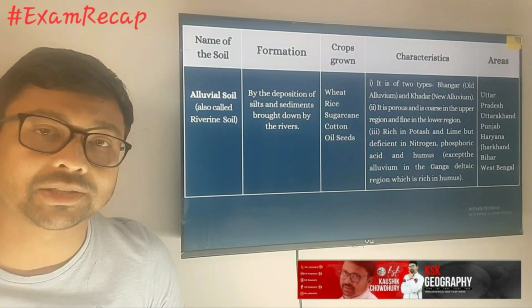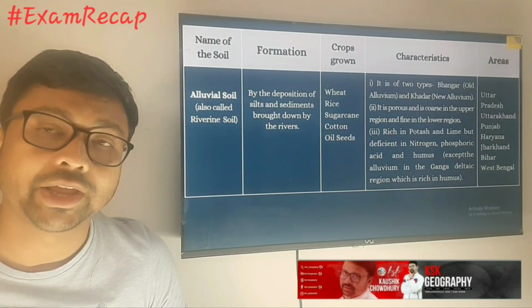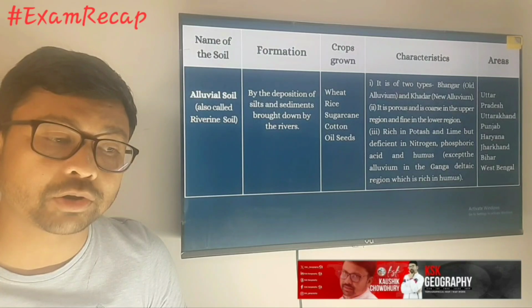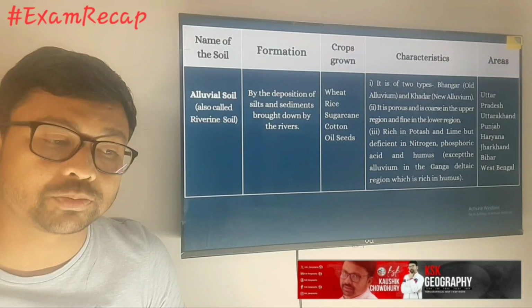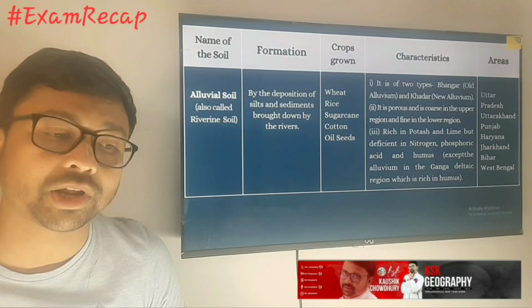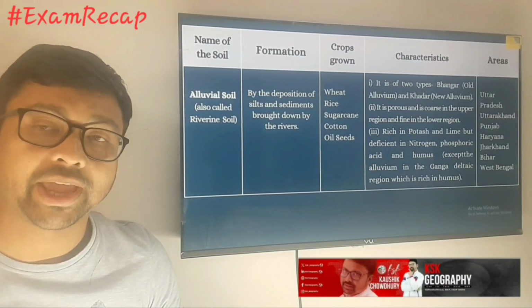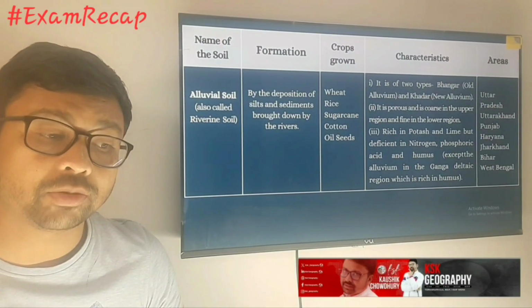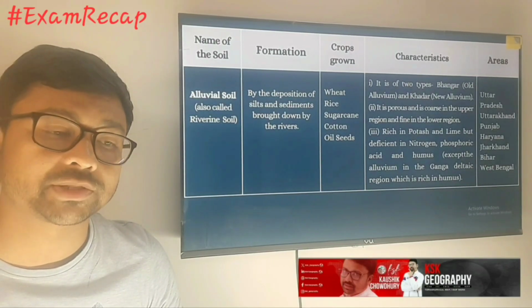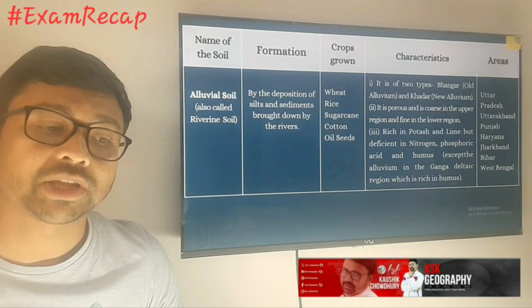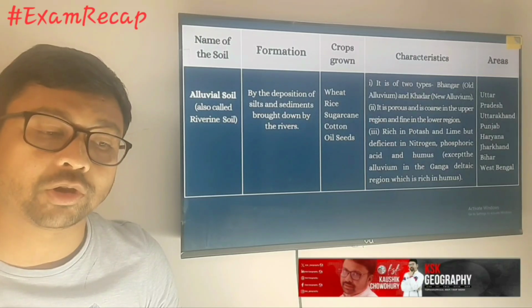Next, characteristics. These soils are further classified into 2 types: bhangar means old alluvial and khadar means new alluvial. It is porous and coarse in the upper course region, and as it goes to the lower course of the river, it becomes much finer. This soil is rich in potash and lime, but poor in nitrogen, phosphoric acid and humus, except in the Gangetic plain areas where there will be more humus material. And next, you need to know the states where it is found: Uttar Pradesh, Uttarakhand, Punjab, Haryana, Jharkhand, Bihar and West Bengal.